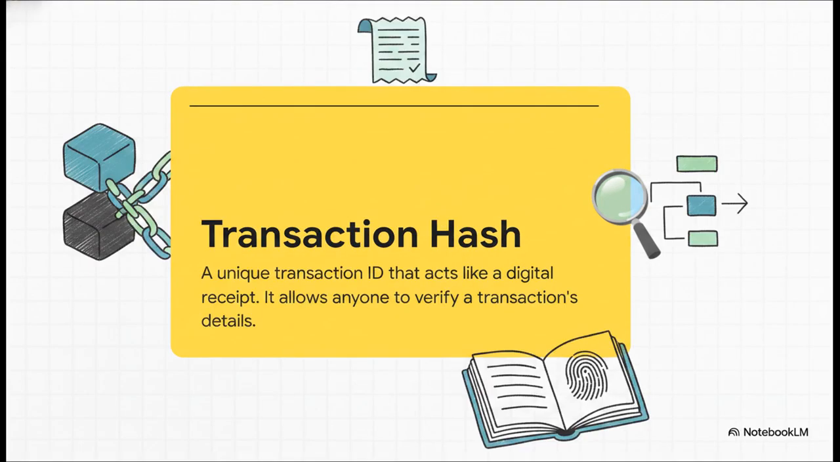Next in our toolkit is the transaction hash. Now, this is your irrefutable proof. It's basically a unique digital receipt for every single transaction. It proves who sent what, to where, and exactly when. In any investigation, this is your hard evidence, the smoking gun, if you will.